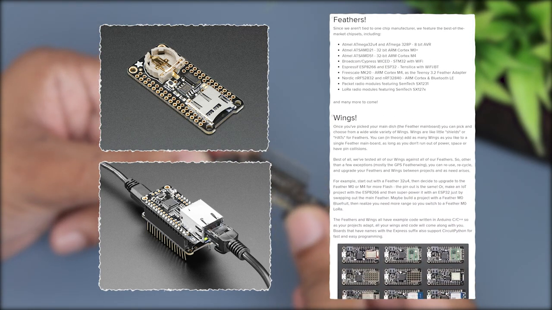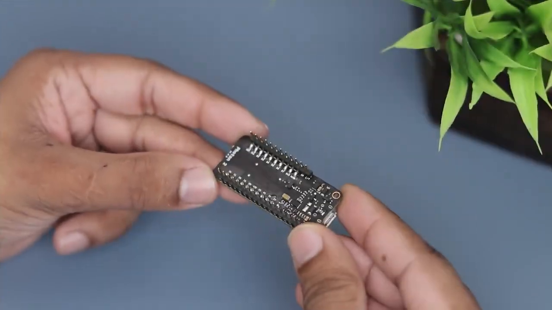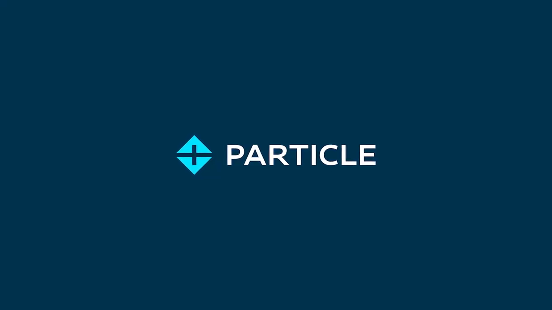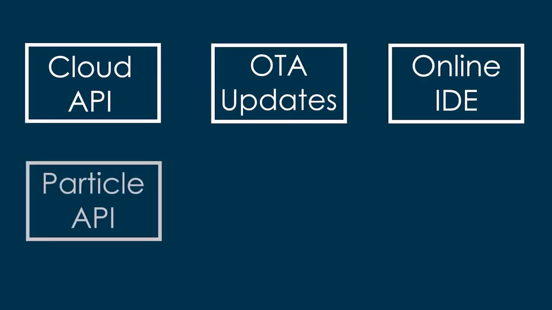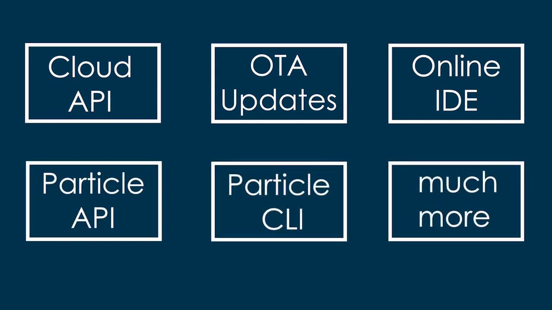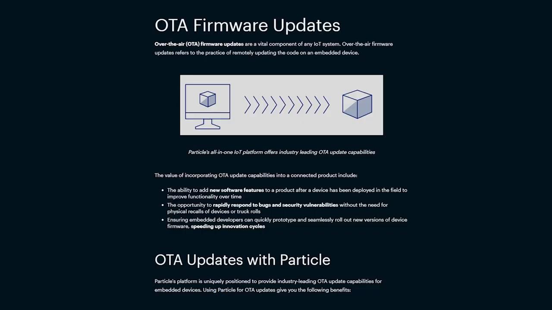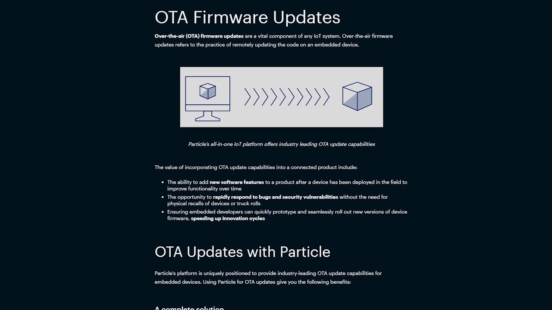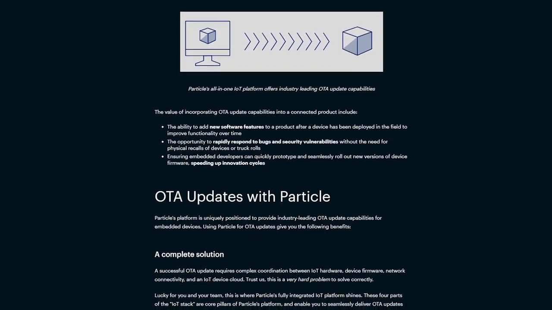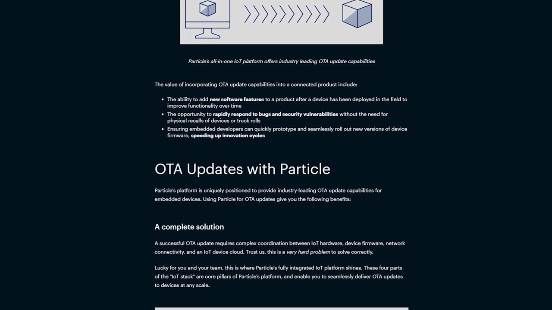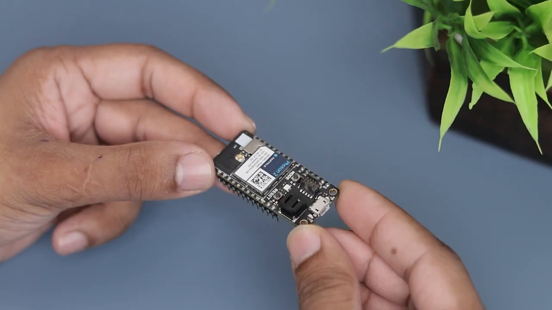Feather specifications. This Photon 2 has all the benefits of the Particle.io service, including Cloud API, OTA updating capabilities, an online IDE, as well as API, CLI, and much more. Particle OTA allows you to update your entire IoT device, both the Particle device and any other components over the air. Here you can update the device firmware or fix bugs without the need for manual intervention.